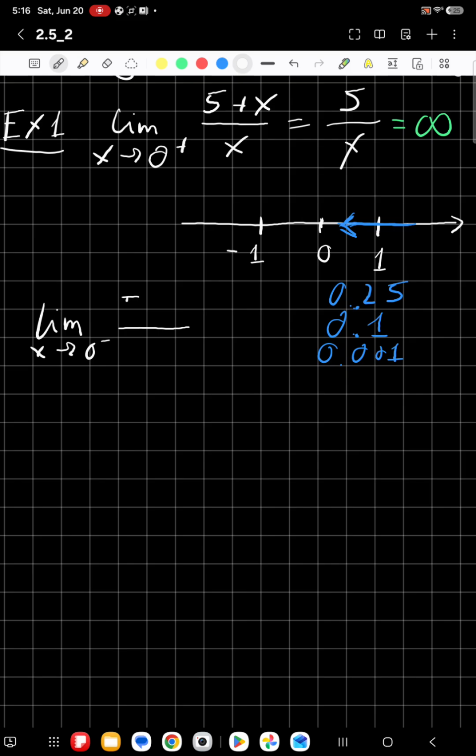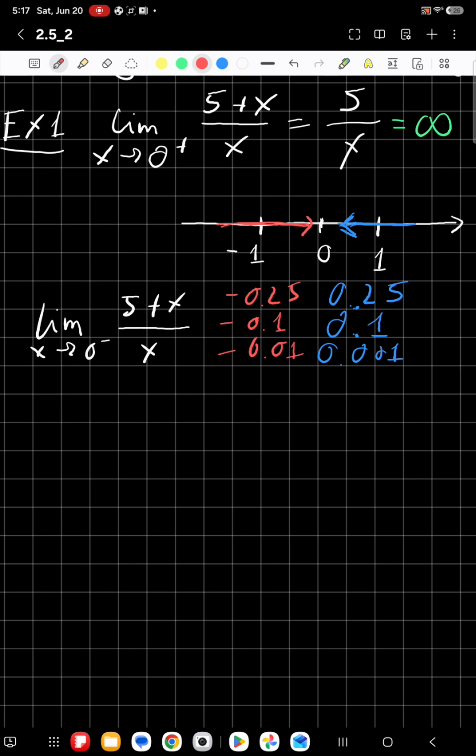Okay, so again I have (5 plus x) over x. This time I'm approaching 0 from the left. We could technically pick the same numbers, but opposite numbers: negative 0.25, negative 0.1, and negative 0.01. You can use a calculator.